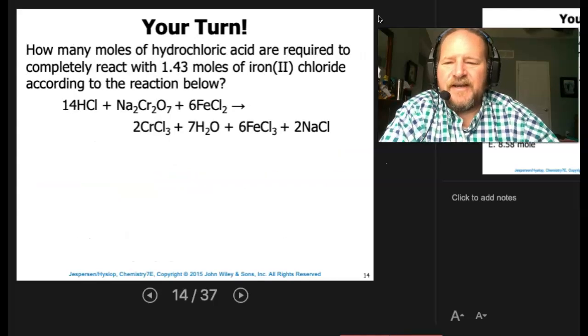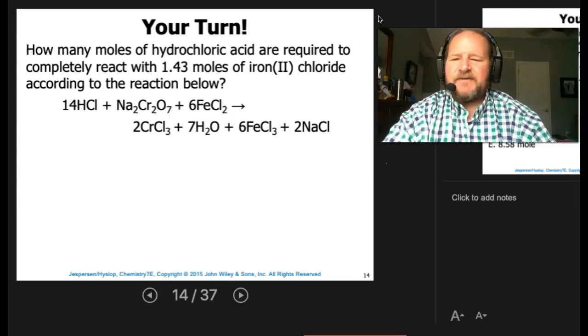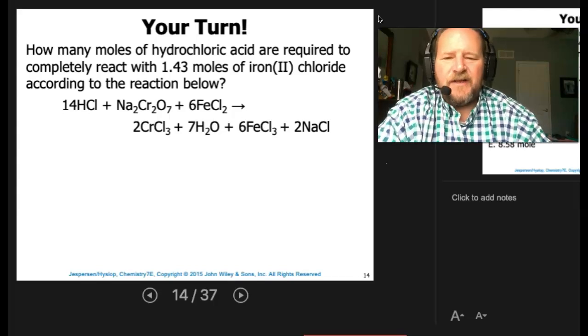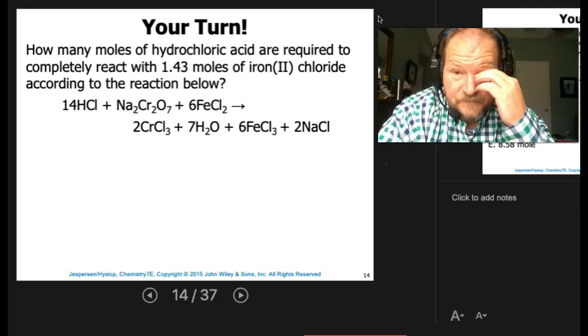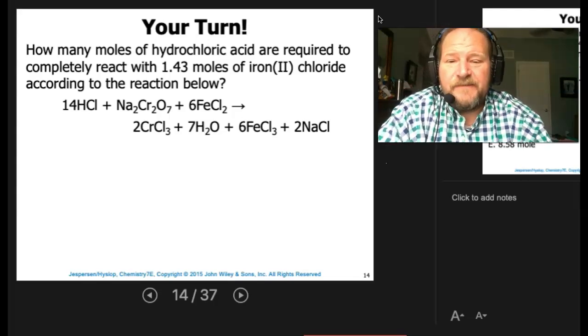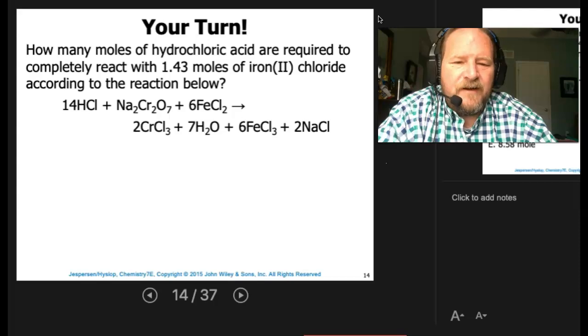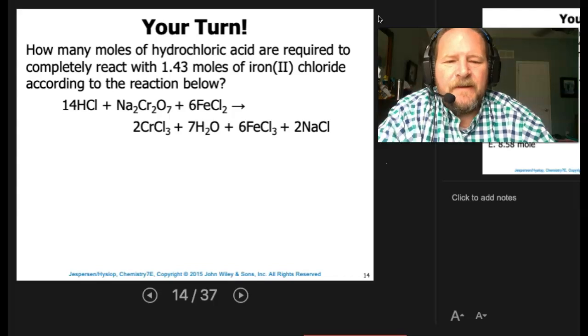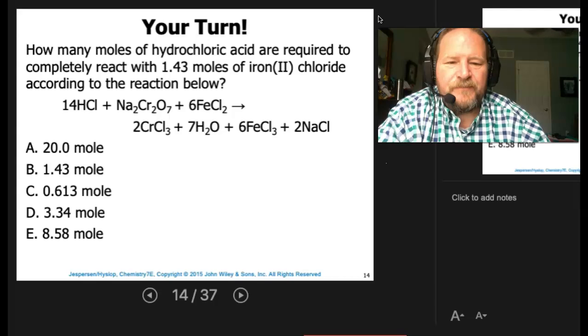All right, let's give it a try again. How many moles of hydrochloric acid are required to completely react with 1.43 moles of iron 2 chloride, according to the reaction below? Now, the other thing you got to be prepared for is I might not even give you the reaction. So here, I might just say how many moles of hydrochloric acid are required to completely react with 1.43 moles of iron 2 chloride, and that'll be it. Now, that won't be for another chapter. So once we get into solutions, we're going to look at predicting products. So remember, everything in chemistry is going to build, and so that's what we're going to be building to.